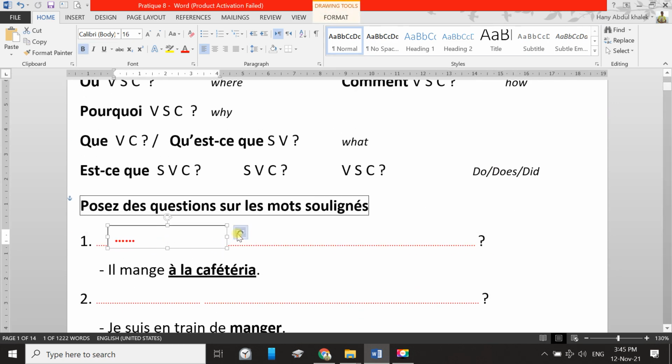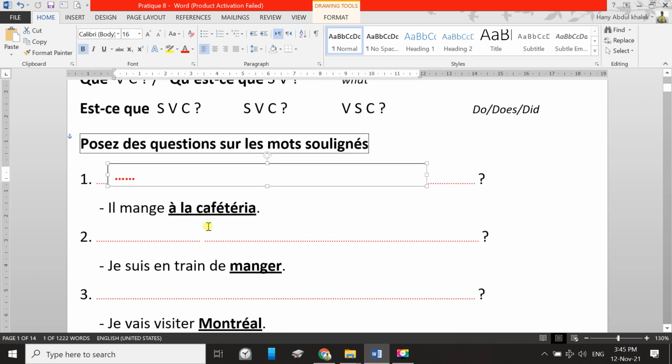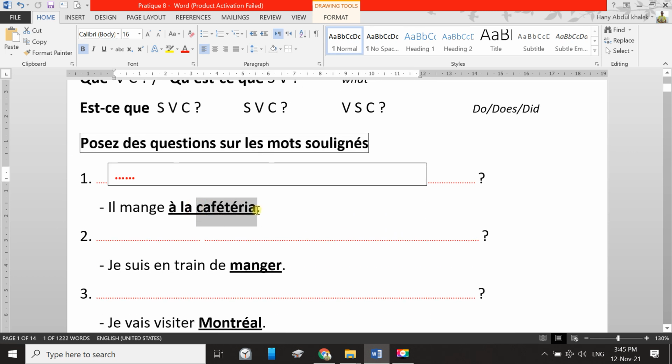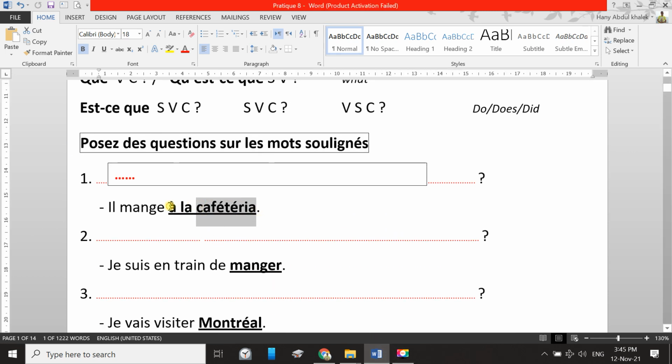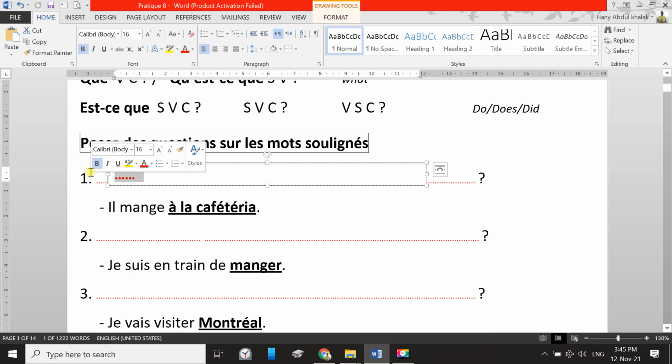Here, il mange à la cafétéria. Here we have a place, cafétéria, and we have a preposition before it. So we need to say it with where. Where in French means où.